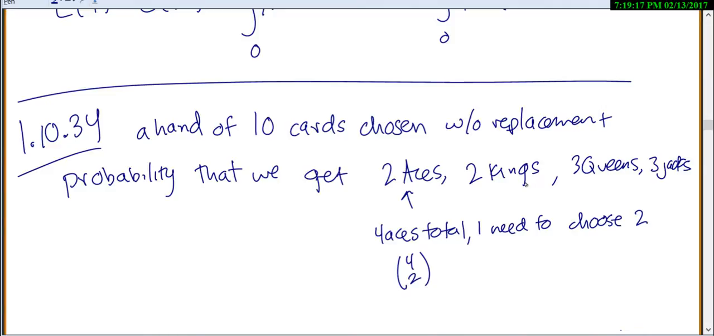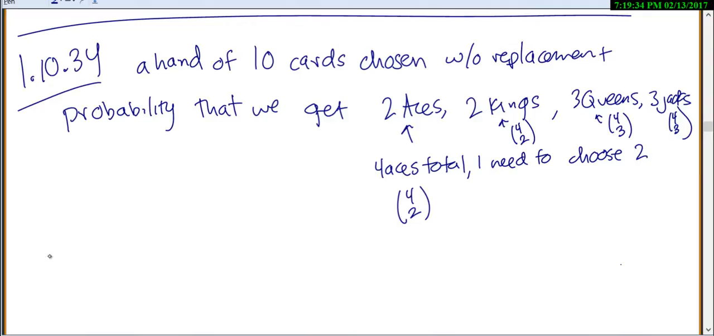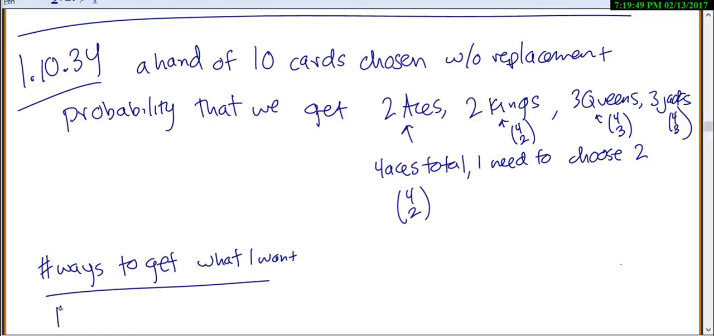Okay. And for the kings, there are 4 kings and I need to choose 2 of them. For the queens, there are 4 queens and I need to choose 3 of them. And for the jacks, there are 4 jacks and I need to choose 3 of them. So I'm thinking there's a lot of different combinations going on here. So if I want the final probability, I'd start by saying, what's the number of ways to get what I want over the total possibilities? So that's always our general formula for probability. How many ways can I get what I want over the total possibilities?